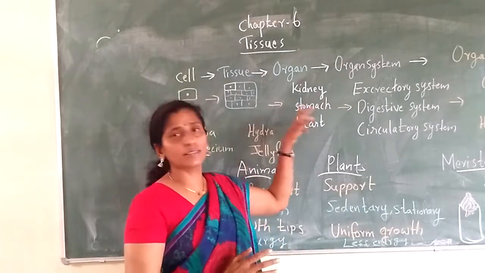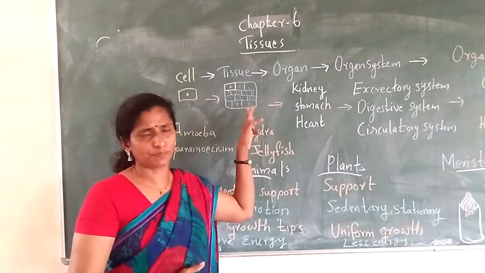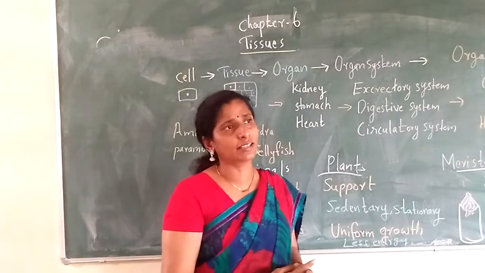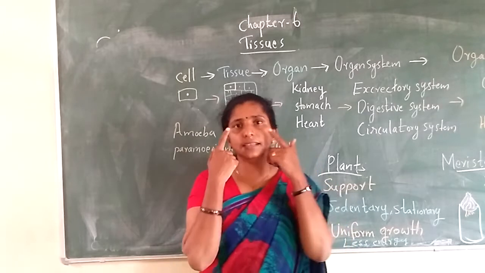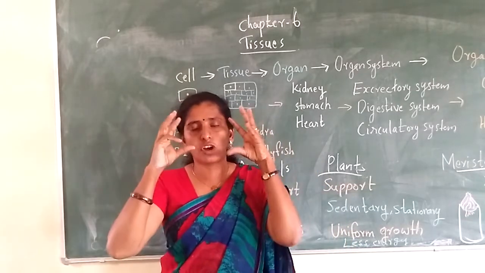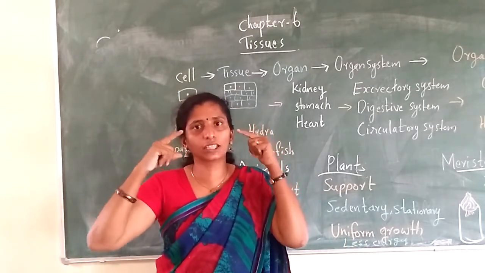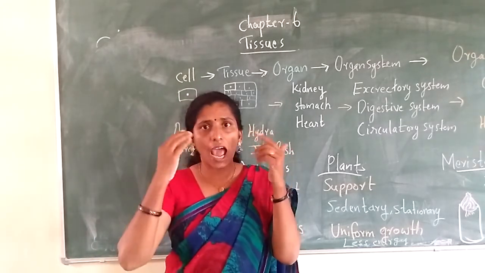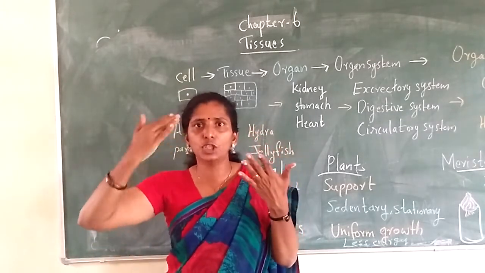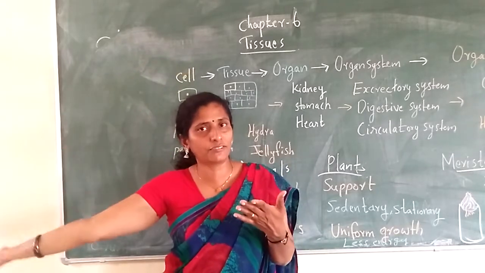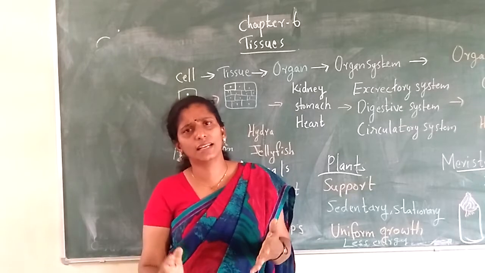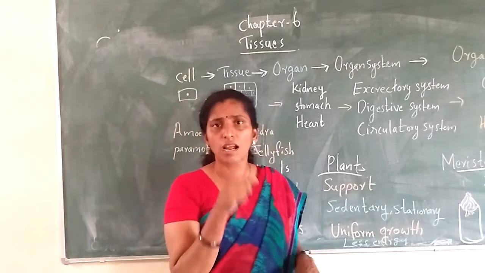So these organs are made up of what? Tissue. But not a single type of tissue. Just see one example, our eyes. In our eyes, there are so many tissues for contracting and for relaxation. There should be what? Muscle cells. Muscle cells are needed for that purpose. And whatever we are seeing should be taken to our brain. Who is doing that function? Nerve cells, is it? So there are a lot of cells combined to form one organ.